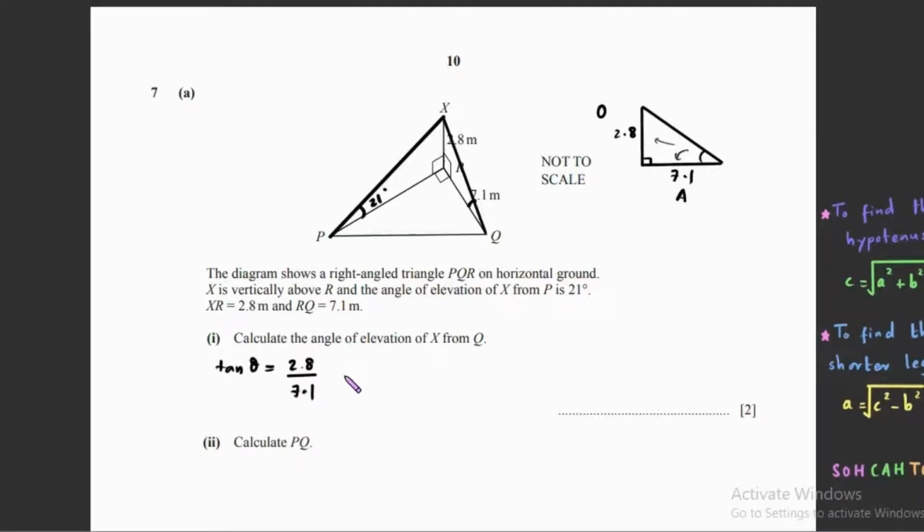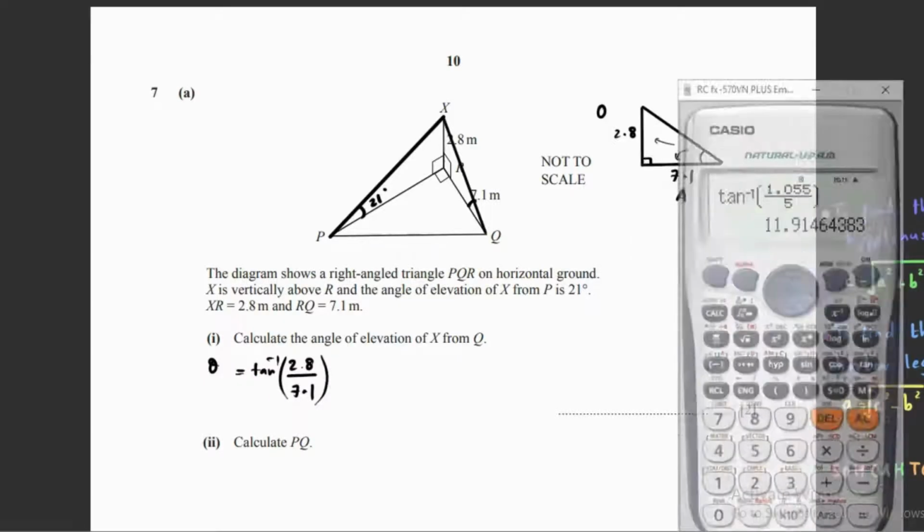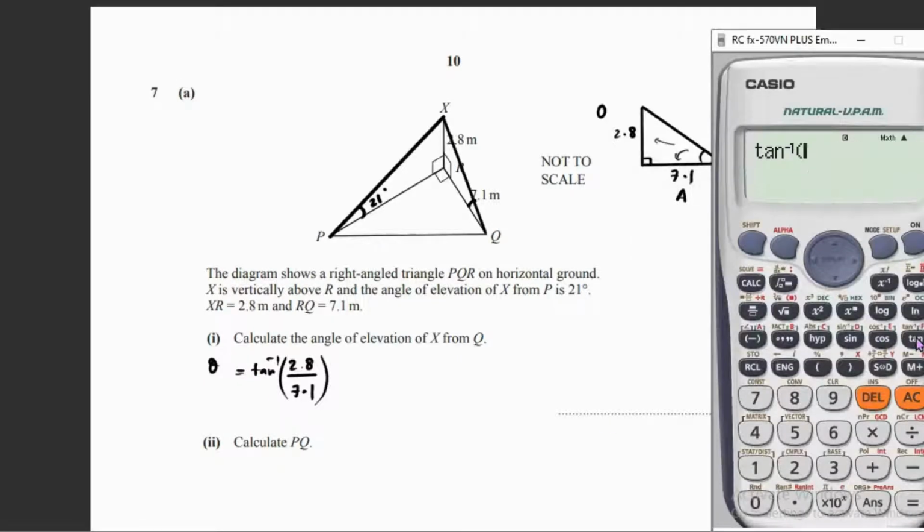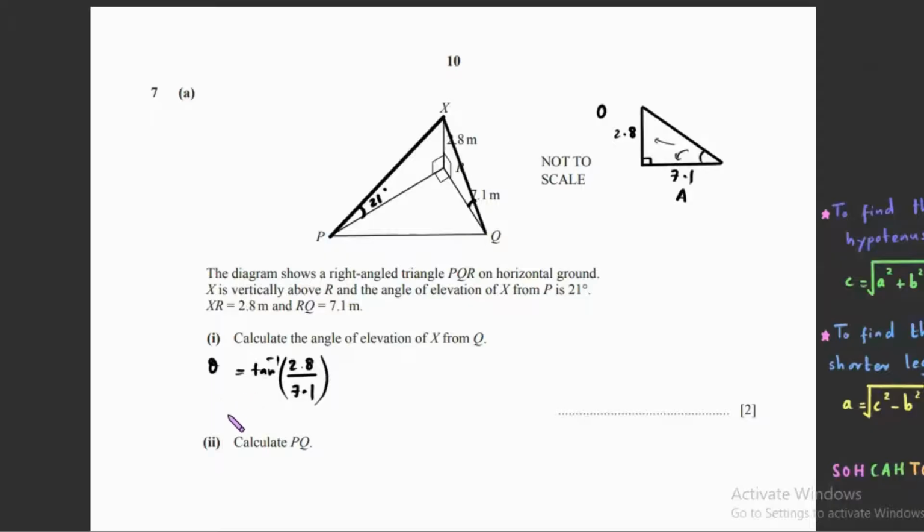But I need to calculate the value of the angle. So whenever I'm supposed to calculate the value of the angle, I need to make use of inverse. So I can write it as inverse tan of this, which is what I need to calculate to find the angle. I'm going to put this in the calculator. So inverse tan, and I have 2.8 over 7.1. When I do that, I get the value as 21.522. Correct to 2 decimal places, I can write it as 21.52. So that's the value of the angle, which is 21.52 degrees.